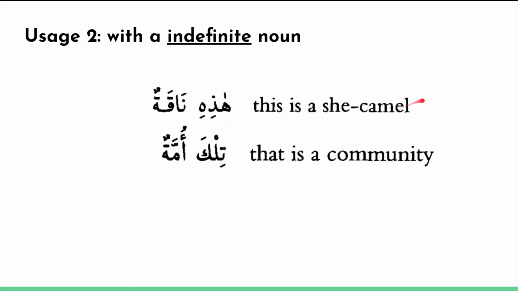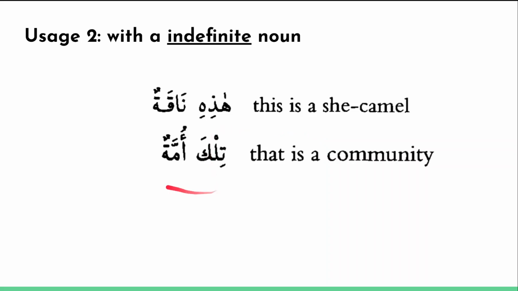Now the second usage of these demonstrative words is with an indefinite noun. So let's take a look at an example. هذه ناقة. This is a she camel or female camel. Now in this case, naqatun is indefinite. How do we know that? Because of the tanween, the double dhamma. So this is a she camel. So you'll notice that the English translation now is a complete sentence. This is a she camel.